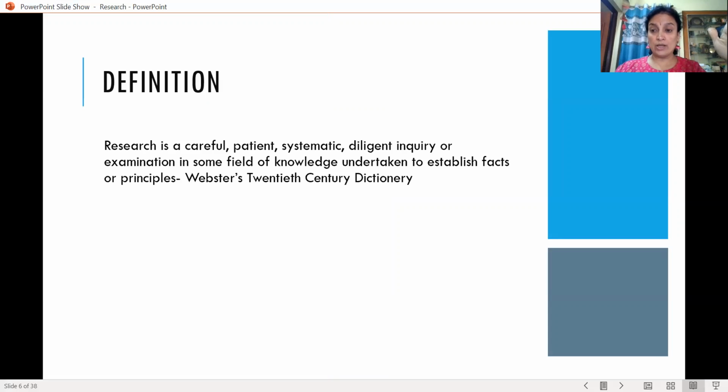First, let us go with the definition. Research is a careful, patient, systematic, diligent inquiry or examination in some field of knowledge undertaken to establish facts or principles. This is the definition given by Webster's 20th Century Dictionary.